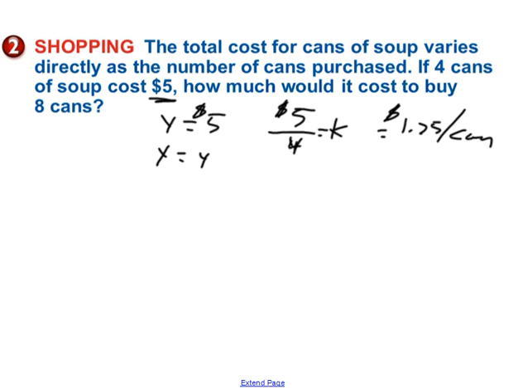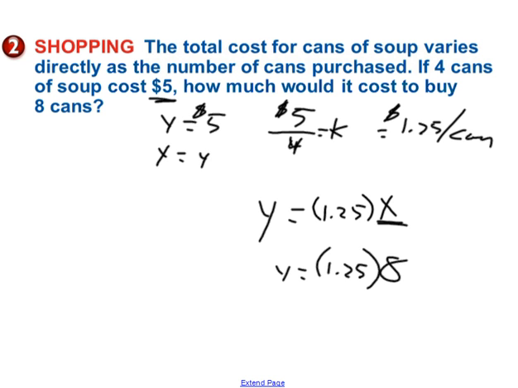So that means our equation, y, which is the cost, is equal to the constant k, which is $1.25 per can, times the number of cans purchased, which would be x. If I'm going to purchase 8 cans, I plug 8 in for the x, and I say y is equal to 1.25 times 8. 1.25 times 8 is $10. So it costs me $10 to buy 8 cans.